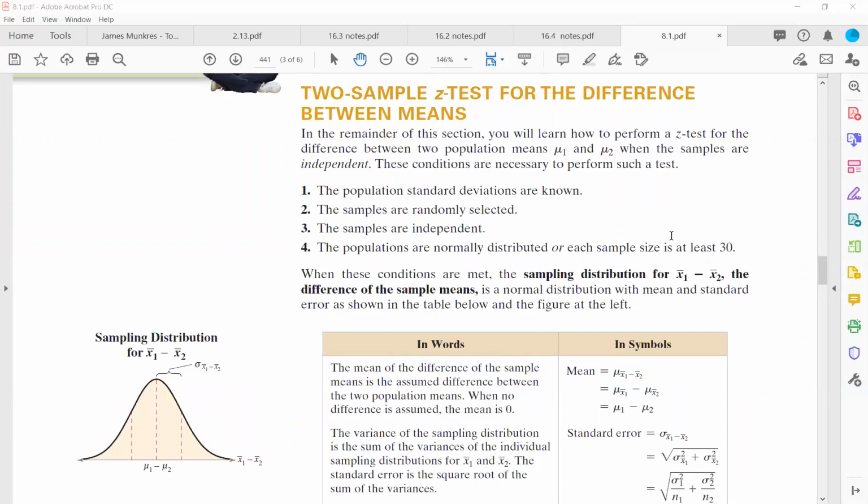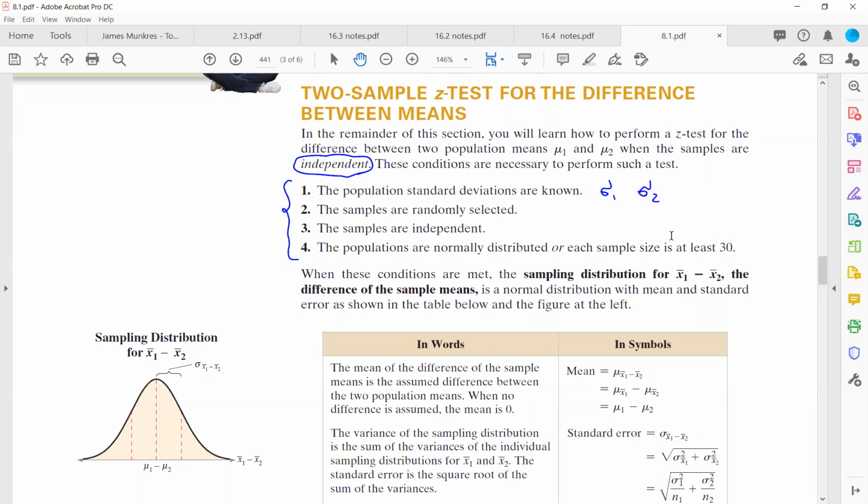When we have dependent samples, we have to use a different formula. Being independent is very important. These conditions are necessary to perform such a test. So, first of all, the population standard deviations are known. So, sigma sub 1, sigma sub 2 are both given. You have both of them.